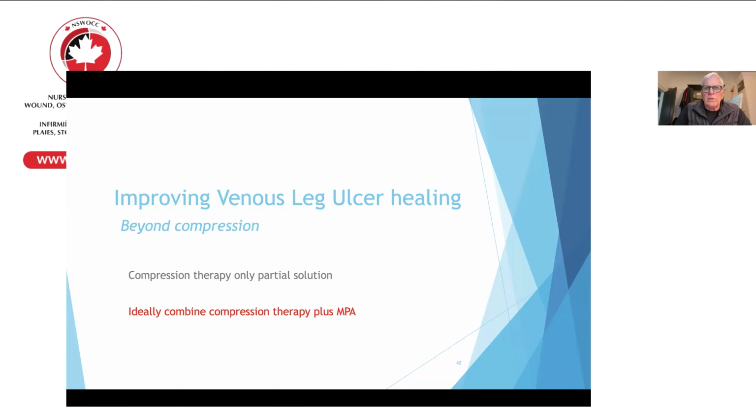essentially increased the healing rate by almost double when you added this to compression. So when we think of the concept of going beyond compression, we do now have a really good option in looking at the muscle pump activation device. And supervised exercise programs, also there is evidence that it can help, but again, its help is primarily when you're exercising.